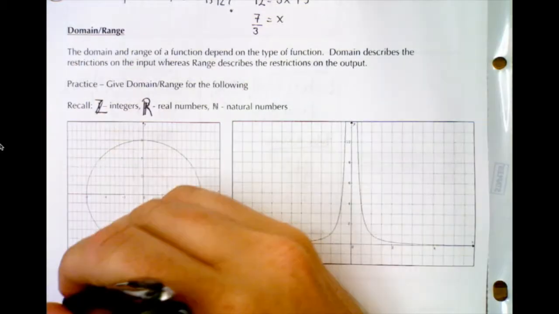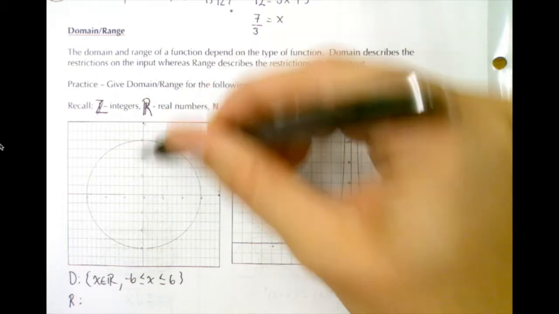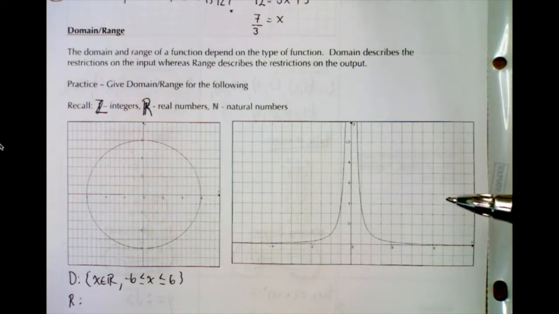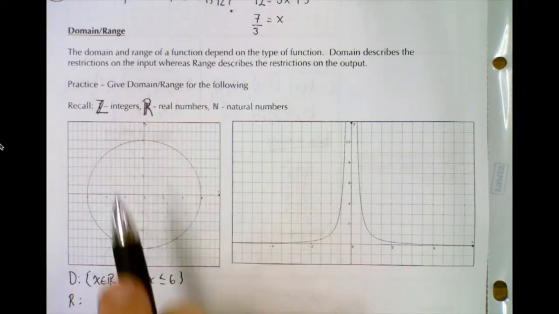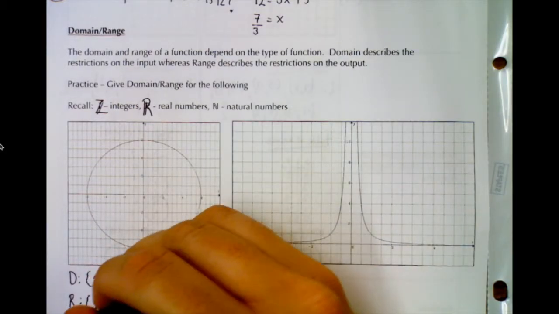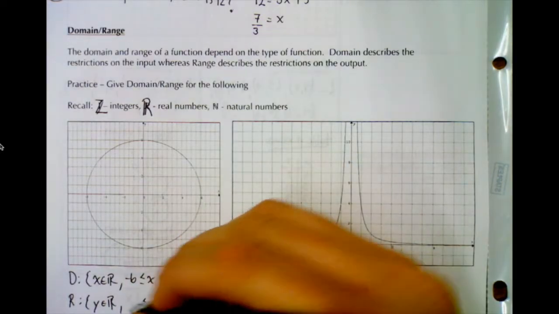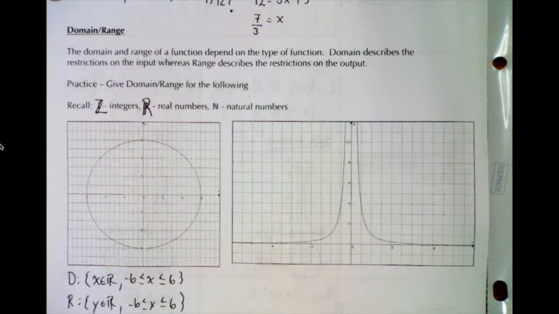For our range, very similarly, the maximum value is 6, the minimum is -6, and we're connected with a curve going up, so we have everything in between. We also don't have any breaks, so that means we're in the real number set. Since this is not a function, we're going to use y. So y belongs to real, such that y is greater than or equal to -6, less than or equal to 6. And that's our domain and range, using x and y for the relation.